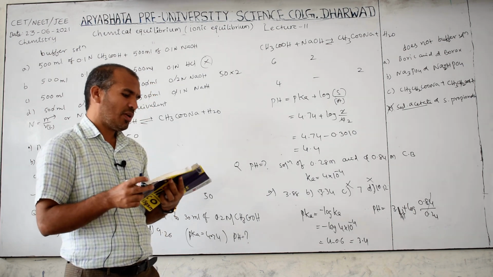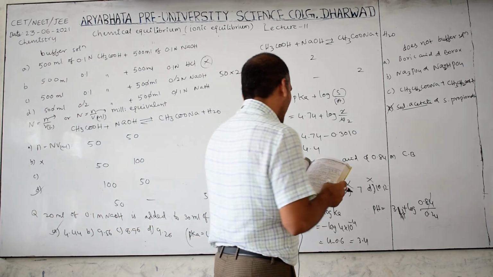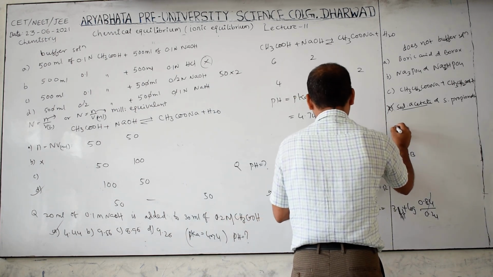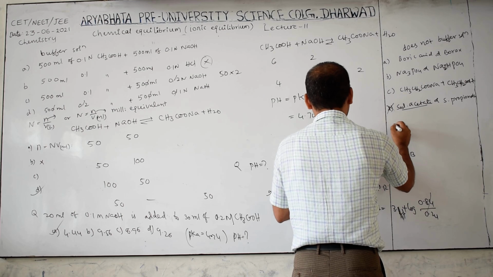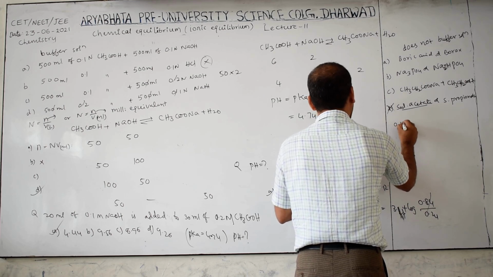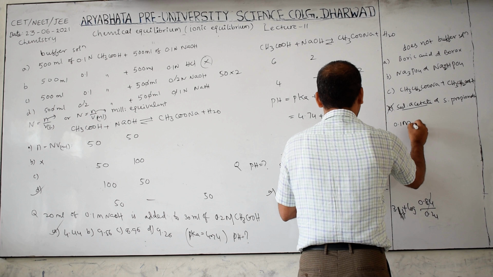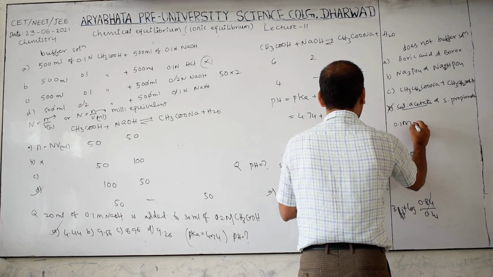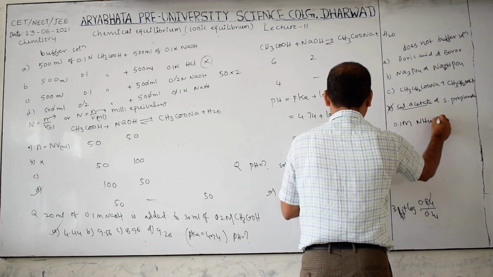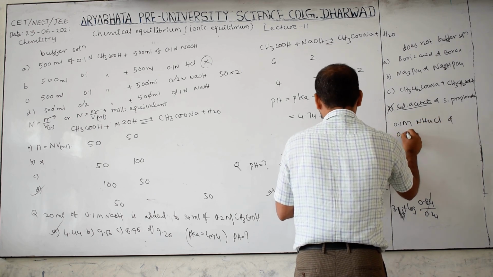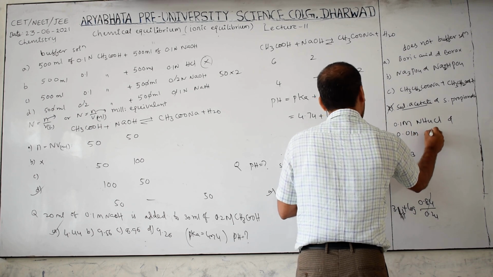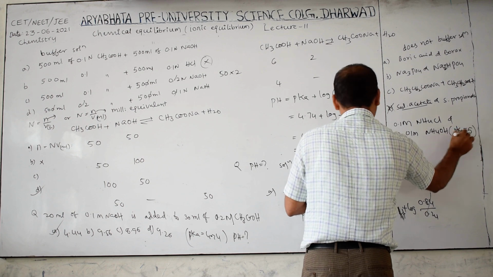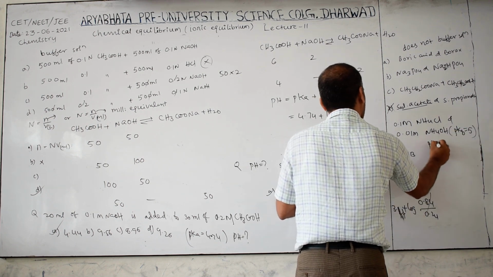Next one, with respect to a base also we can solve now. The question is, an aqueous solution at room temperature, 0.1 M with respect to ammonium chloride and 0.01 M with respect to ammonium hydroxide. pKb is given, that is 5. Then what is the pH?